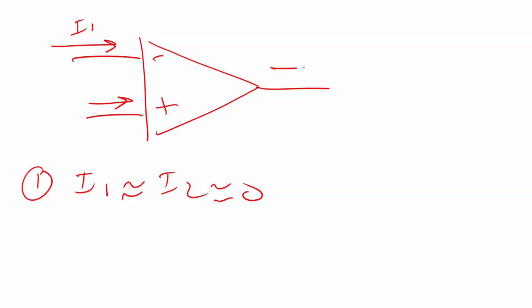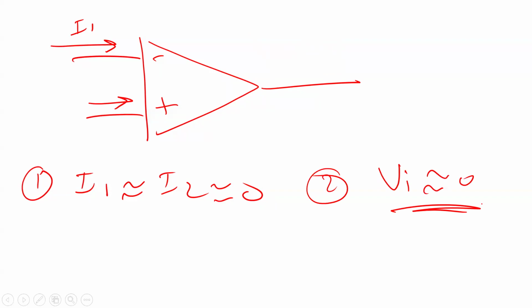One more thing: I cannot ignore I output. There is a current coming out from here. The other thing you should learn here is that the input has to be very, very small, because for a very small input the output will be very high. The input should be very, very small because the gain is too high. What it means is V1 should equal V2. It's not exactly equal, there's a small difference, but I'm going to say equal.